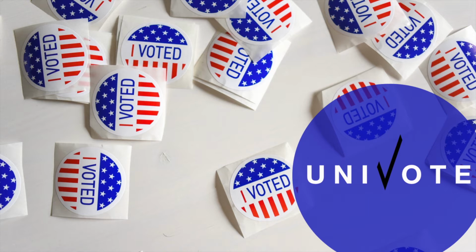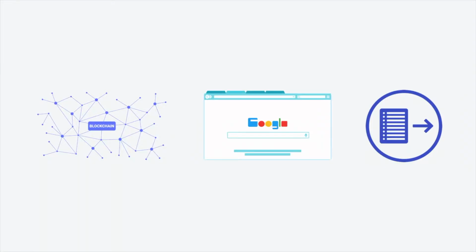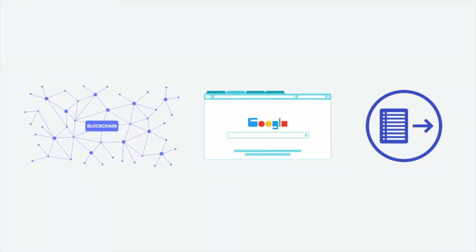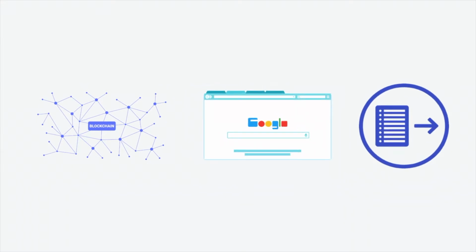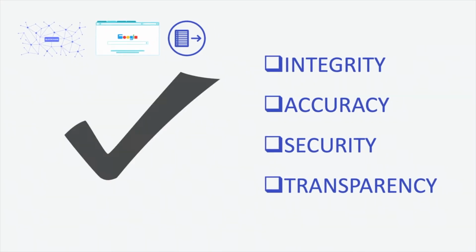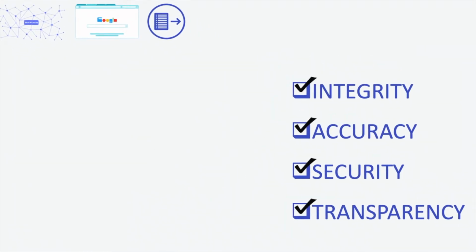Enter Univote. Univote aims to leverage the strengths of blockchain technologies and the convenience of a browser-based web app and automated accounting to provide a voting platform with integrity, accuracy, security, and transparency. But why blockchain?